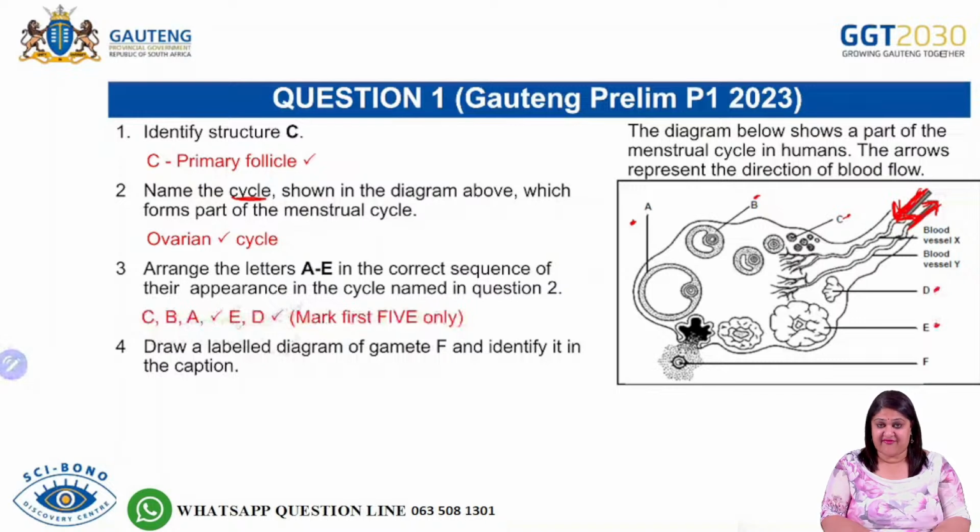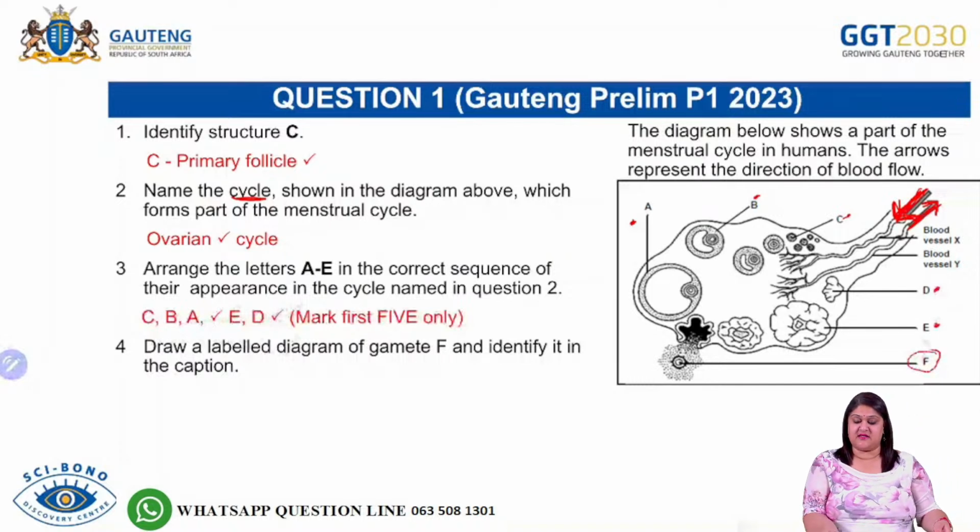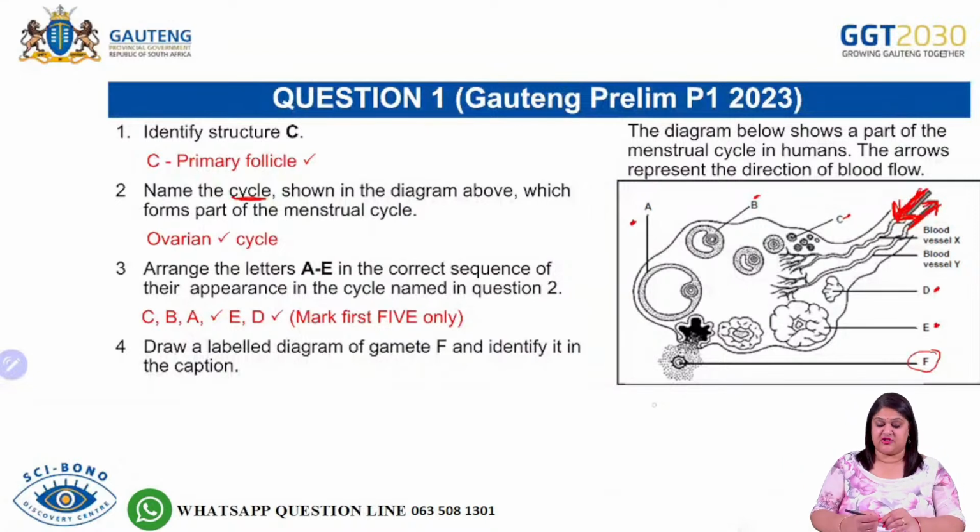Or what most learners did was, they said C, B, A, they got 1 mark. Then they said F. Firstly, F was not part of the instruction, right? Secondly, they're asking us to arrange the A to E in the correct sequence of their appearance. F is actually a process that is occurring now, or showing the ovum actually. But they wanted you to just do A to E. So it's very important that we read the instruction carefully. Otherwise, you lose a lot of marks unnecessarily when you really know the answer.